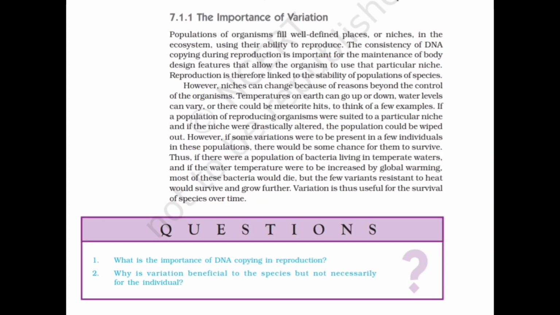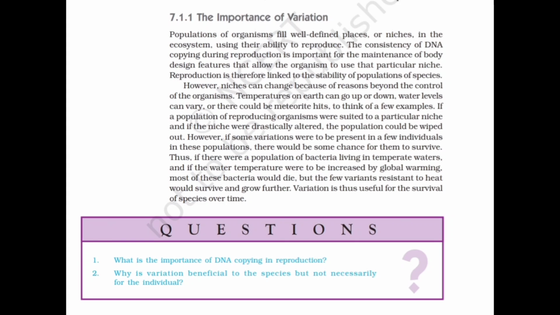The importance of variation. Populations of organisms fill well-defined places, or niches, in the ecosystem, using their ability to reproduce. The consistency of DNA copying during reproduction is important for the maintenance of body design features that allow the organism to use that particular niche. Reproduction is therefore linked to the stability of populations of species.